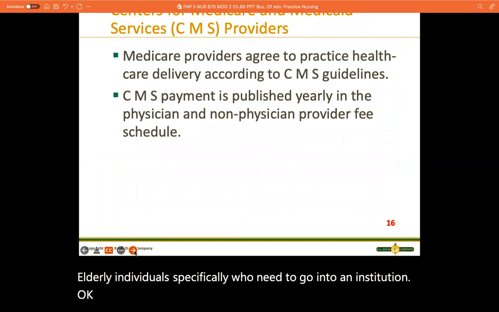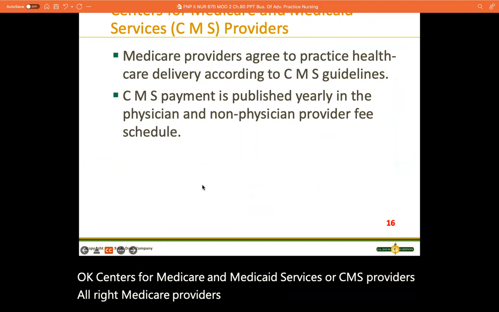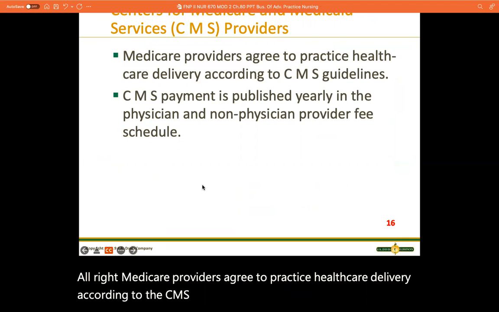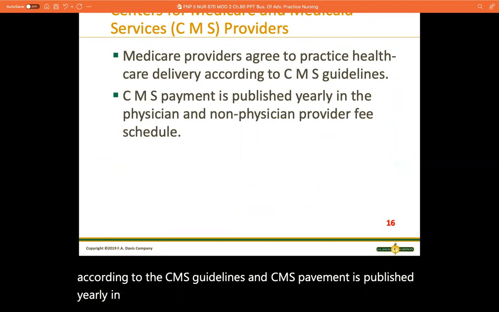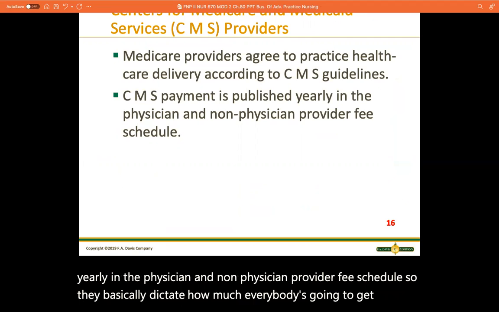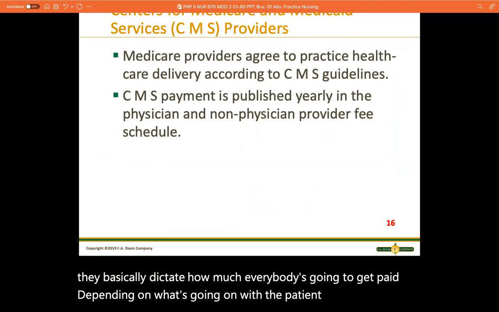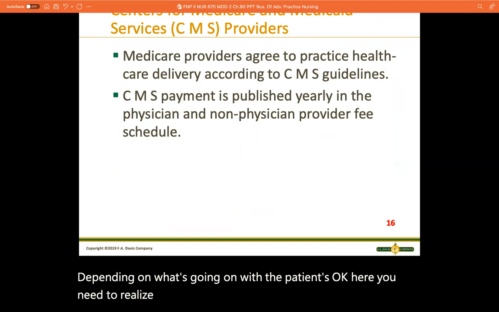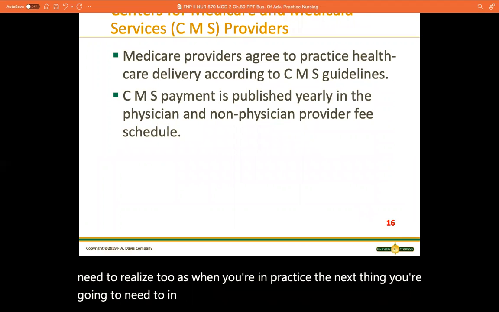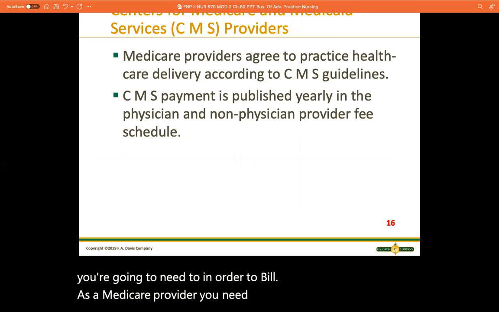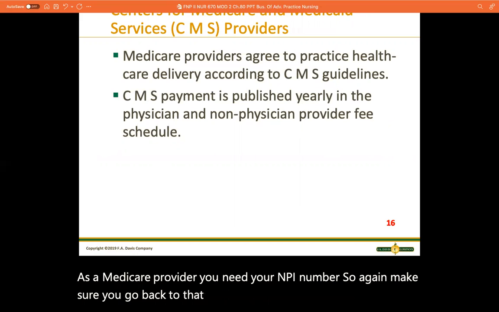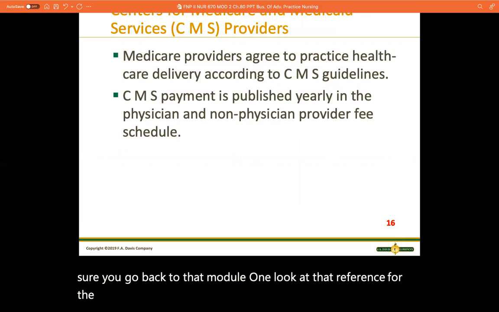Okay, Centers for Medicare and Medicaid Services, or CMS providers, all right? Medicare providers agree to practice healthcare delivery according to the CMS guidelines, and CMS payment is published yearly in the physician and non-physician provider fee schedule. So they basically dictate how much everybody's gonna get paid depending on what's going on with the patient, okay? You need to realize too, when you're in practice, the next thing you're gonna need in order to bill as a Medicare provider, you need your NPI number. So again, make sure you go back to that module 1, look at that reference for the NPI. When you are ready to apply for your NPI number, you will need that, okay?